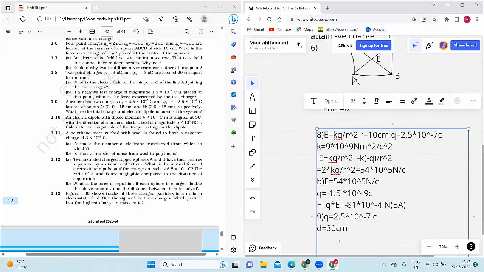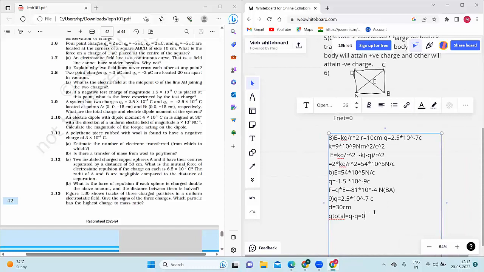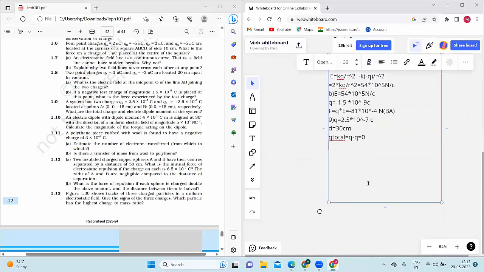They asked about the total charge. So the total charge Q total equals Q positive minus Q negative, so the total charge will be 0.